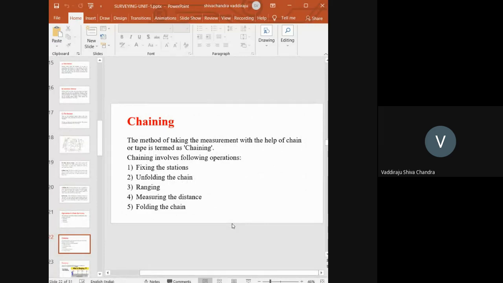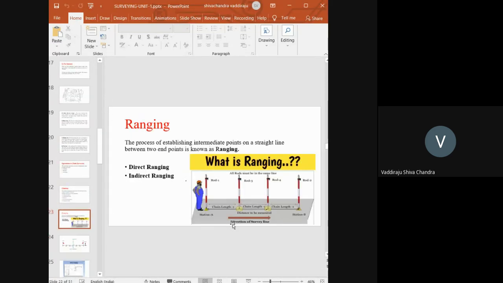The next one is ranging, measuring the distance, and folding the chain. Let's see what is ranging. The process of establishing intermediate points on a straight line between two endpoints is known as ranging. Now in the figure you can see there is a station A and station B. These are my two station points, and I want to establish another 2 points, C and D, in between, rod 3 and rod 4, which you are seeing in the figure. So how to establish it? The establishing of rod 3 and rod 4 is nothing but ranging.